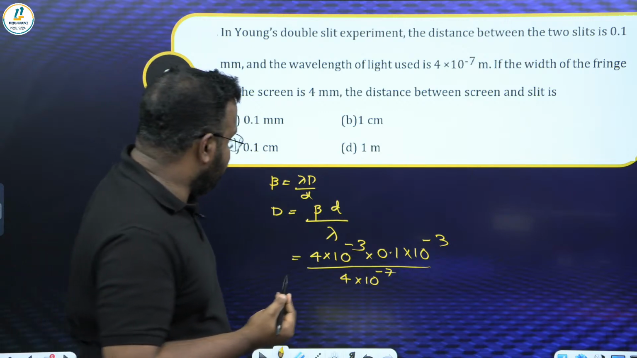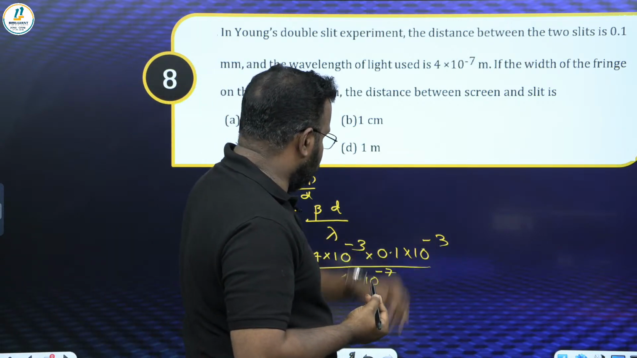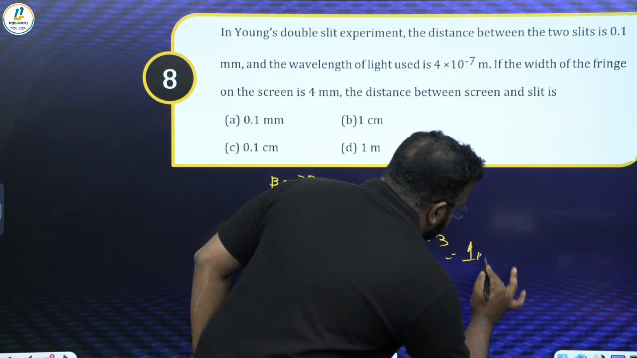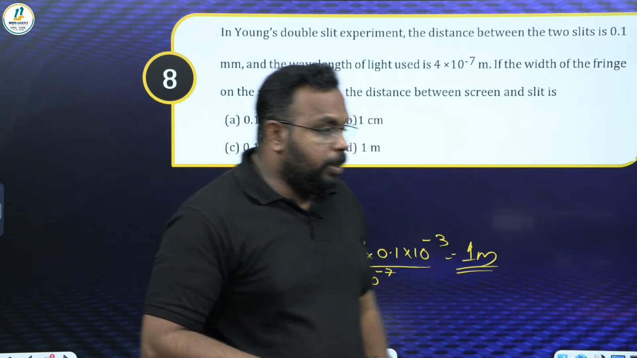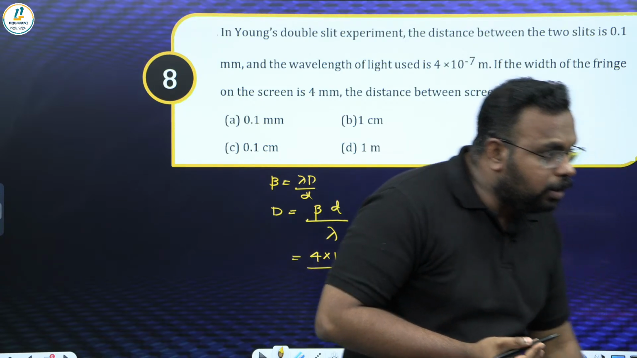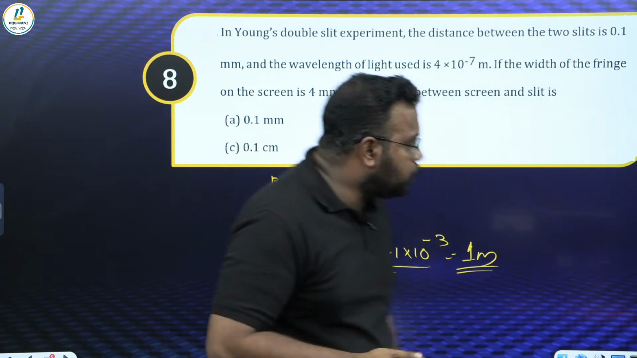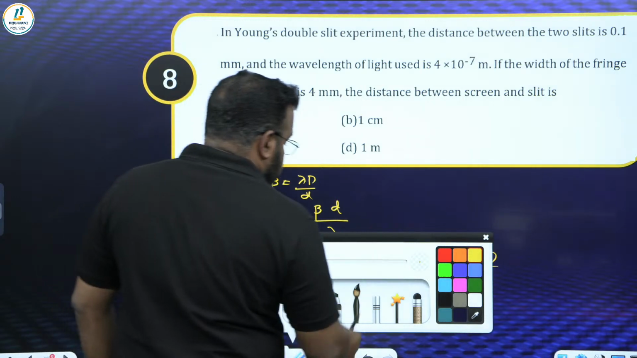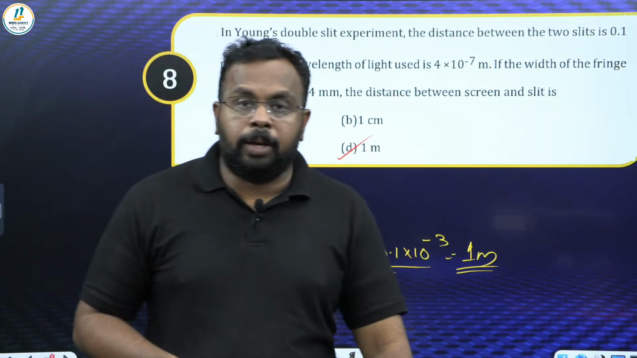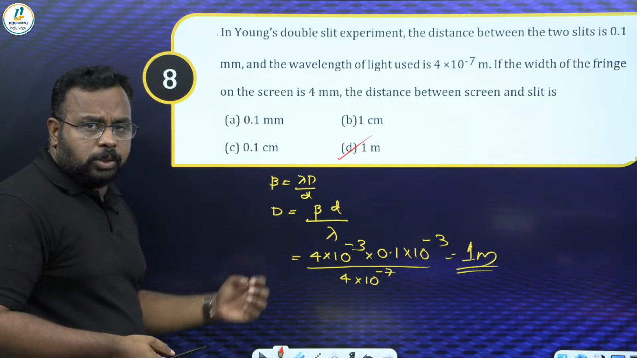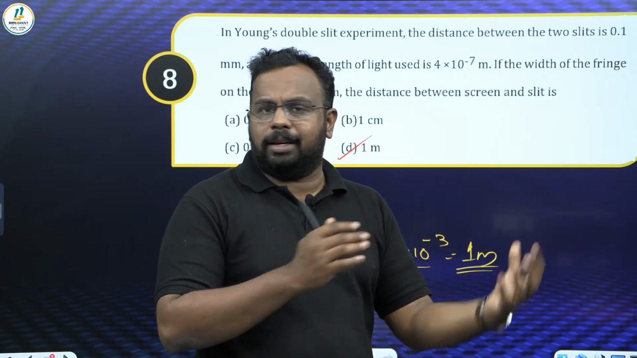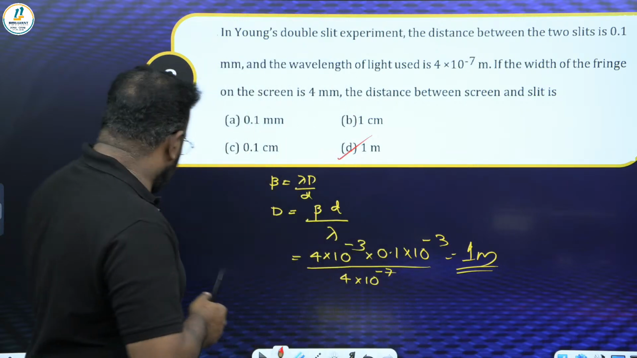The answer is very simple, right? Minus 3 and 0.1 will become minus 7, minus 7 gets cancelled, 4 gets cancelled. The answer is 1 meter, yes or no? 1 meter, yes. Many of you got the right answer. Rida, Sanj, Hisham, Karthik, very good. So it is option D, 1 meter. Okay? Easy question, direct question. The only mistake we may make is in converting units and in calculation. So please be careful. Double check your answers.